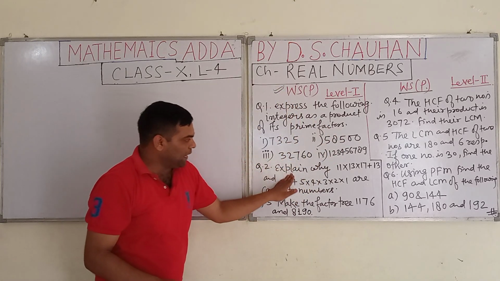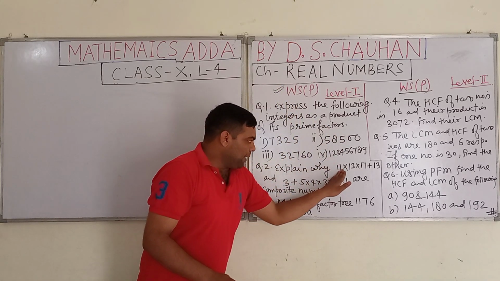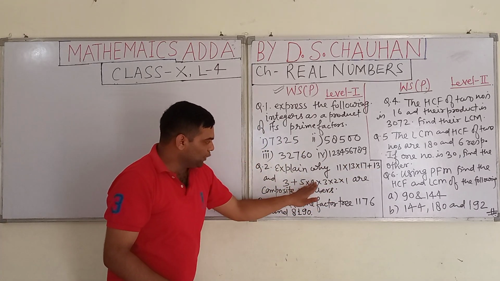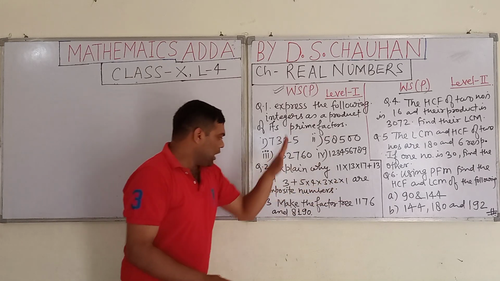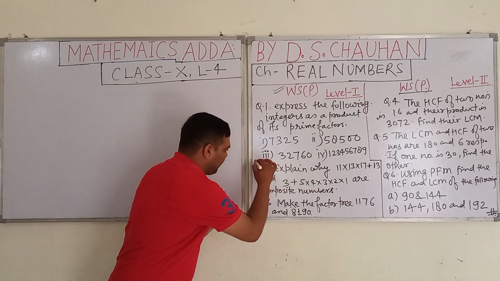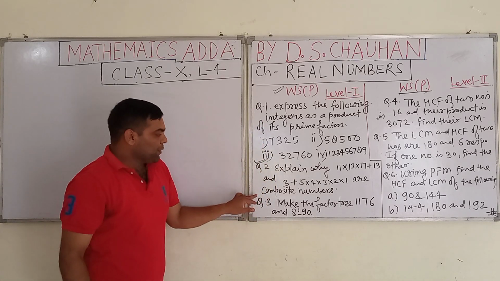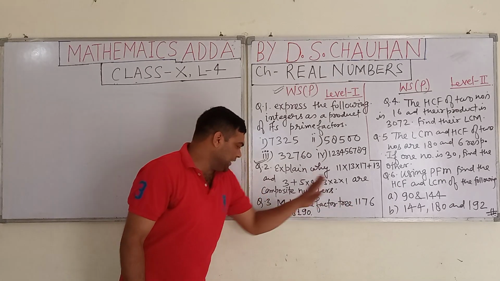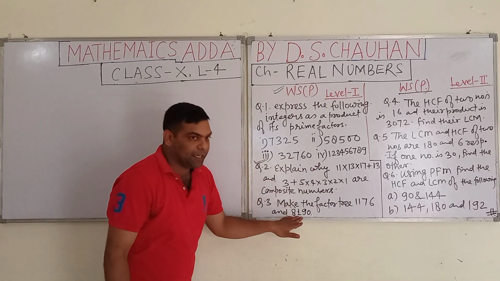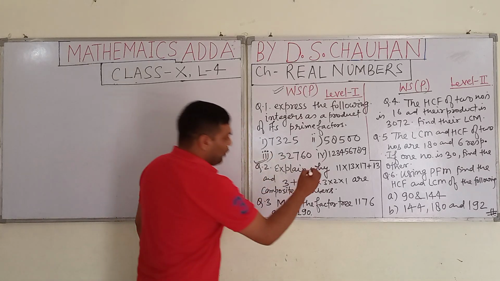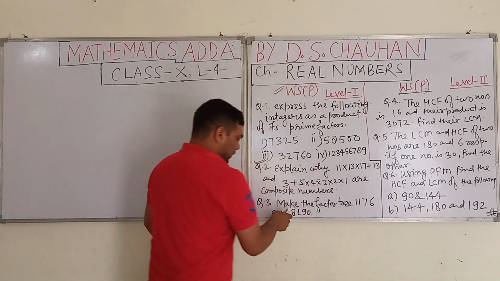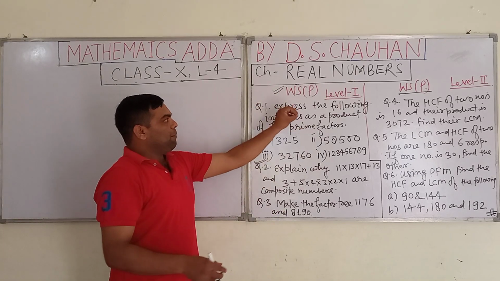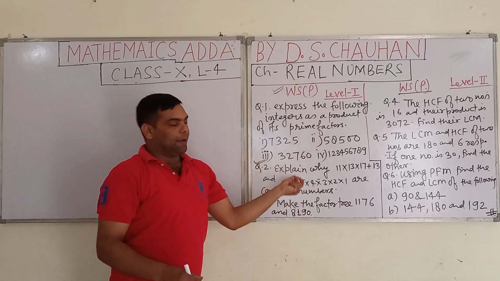And here, explain why 11 into 13 into 17 plus 13, and 5 into 4 into 3 into 2 into 1 are composite numbers. This is the new question for you, students. I am going to tell you this, and here make the factor tree of 11,626 and 8,190. Students, one problem from here and one problem from here I am going to tell you, and the remaining problems related to the level 1 worksheet you have to do.